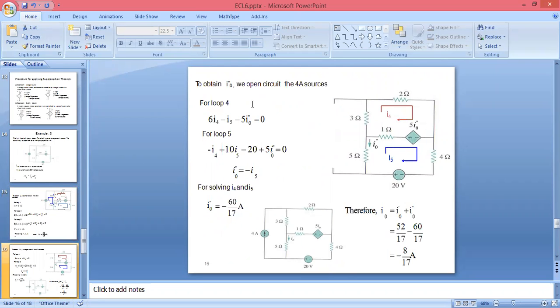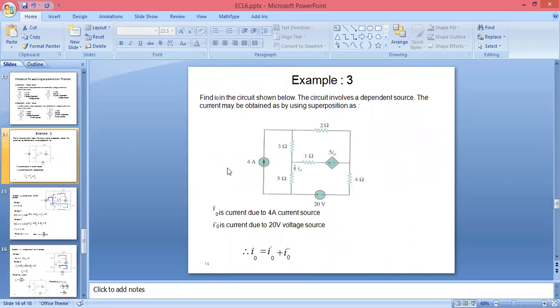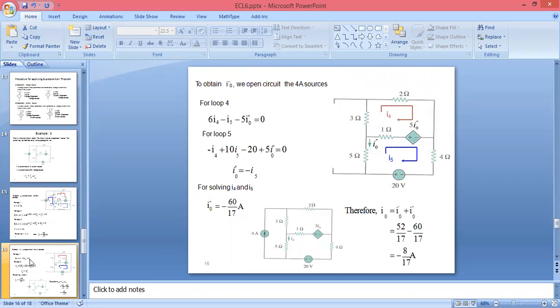We will see, if we are considering here the 4 ampere source, the one given here, what will we do? We will remove the 20 volt. Here we are removing the 4 ampere source and we are considering the 20 volt.